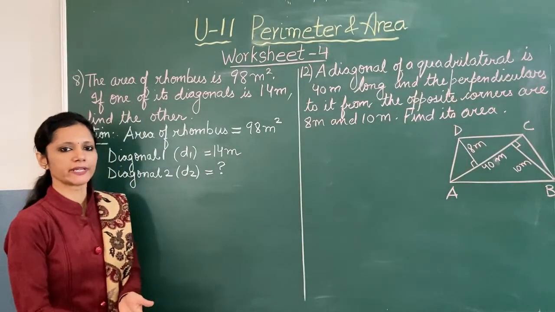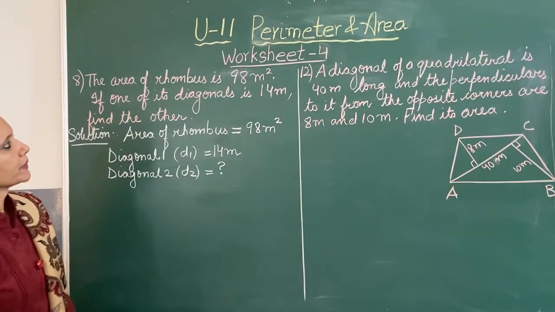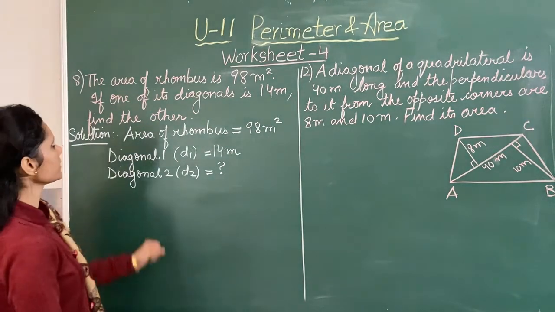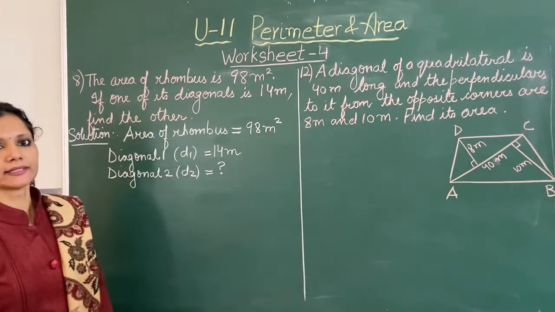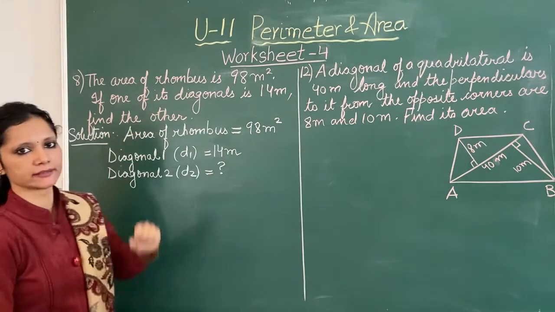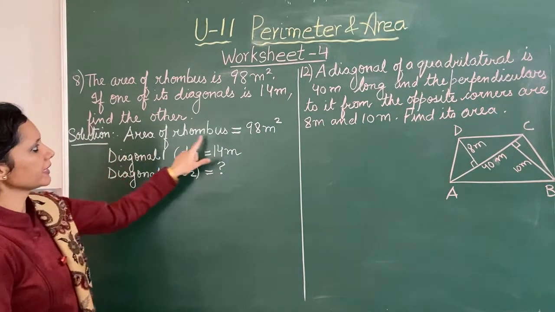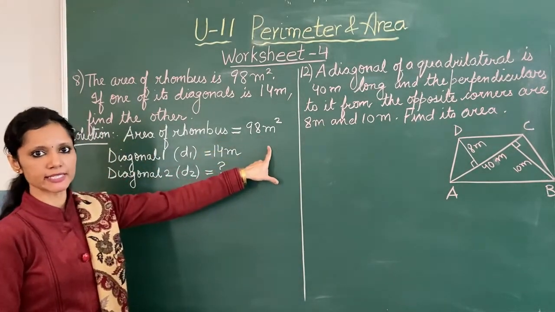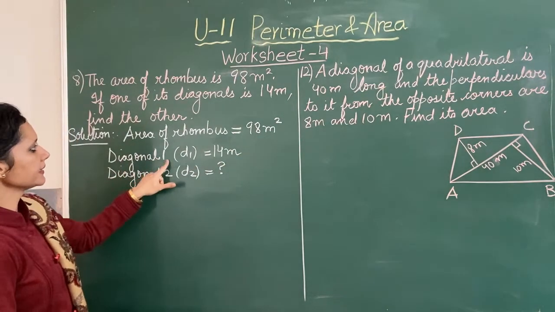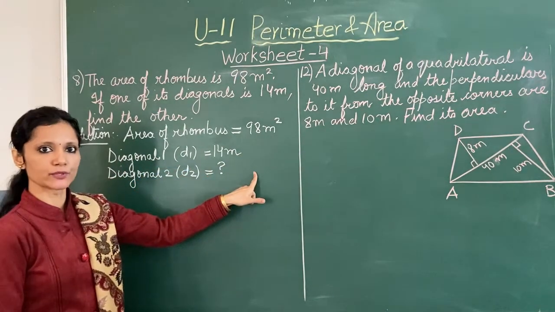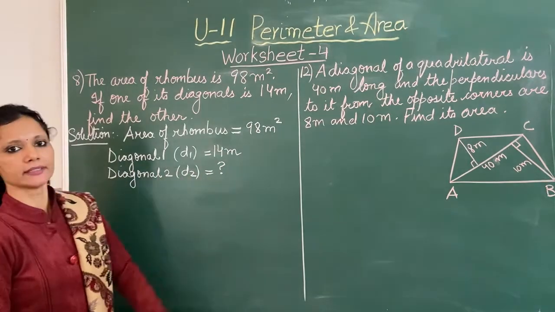Next is question number 8. The area of a rhombus is 98 square meters. If one of its diagonals is 14 meters, find the other. So what is given to us? We are given the area of the rhombus, that is 98 square meters. One diagonal, that is D1, is given as 14 meters, and we have to find the other diagonal.